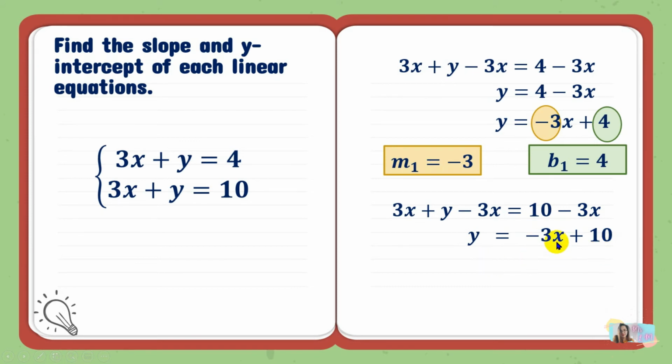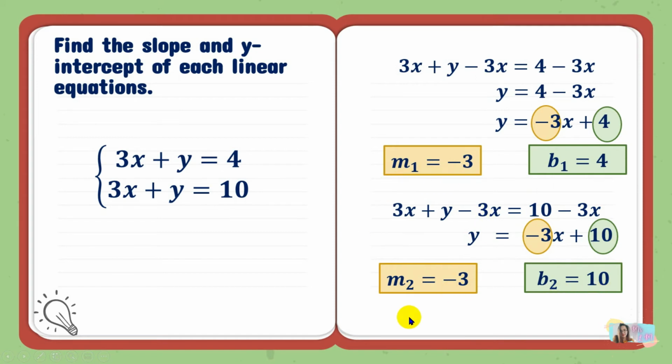Okay? From here, hanapin na natin yung ating slope and that is the numerical coefficient of x. So, negative 3 po ulit. Then, for the y-intercept, we have positive 10. Okay? So, we have now our second slope which is negative 3 and second y-intercept which is positive 10. We're going to compare these two.